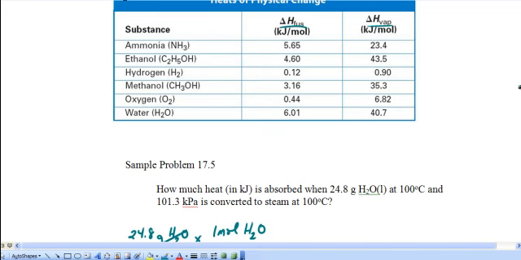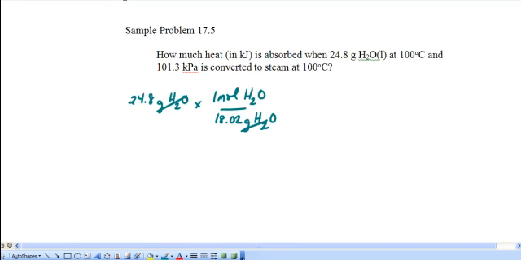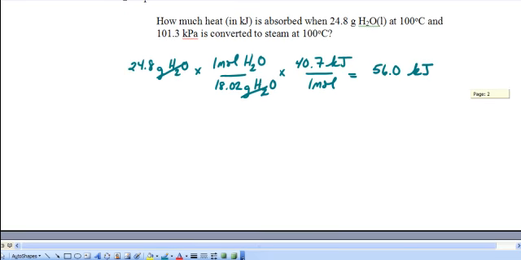They want to know what the heat is when you convert it into steam. So let's go ahead and take a look at the heat of vaporization. Again, it's 40.7 kilojoules per 1 mole. And so if you perform that calculation, 24.8 divided by 18.02 times 40.7, we got 56.0 kilojoules of heat would be required to vaporize 24.8 grams of water at 100 degrees Celsius. All right.